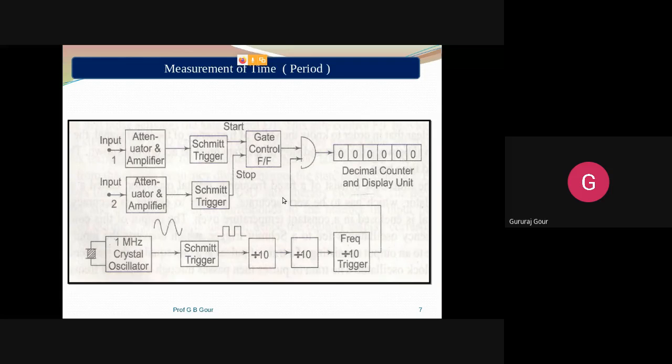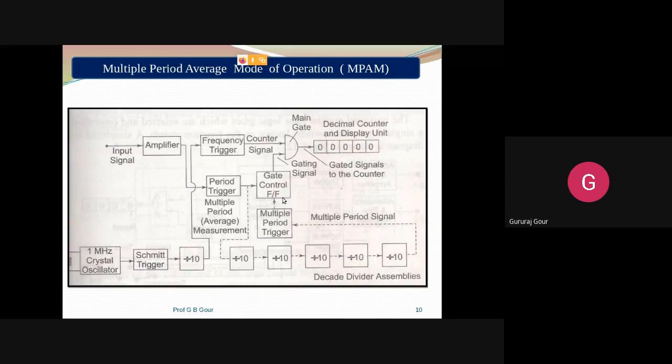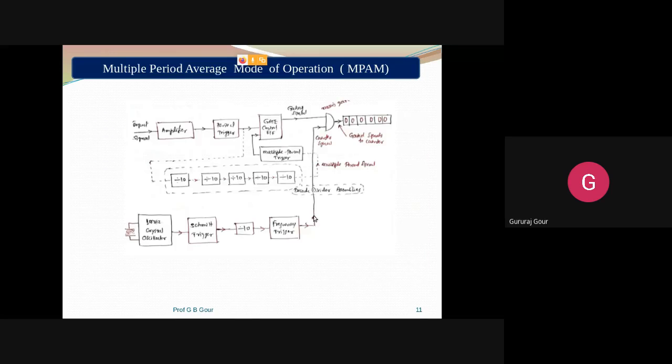That's what we are doing here. You can see, by using decade counters here, we let the same signal pass through many decade counters, which is known as a multiple period trigger. Then it comes as input to the gate control flip-flop with some delay. The start signal goes as it is, but the stop signal we make delayed.